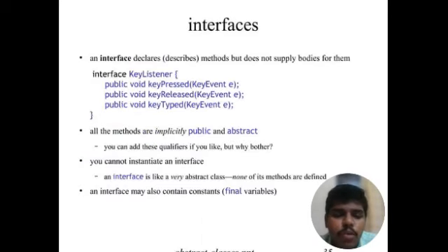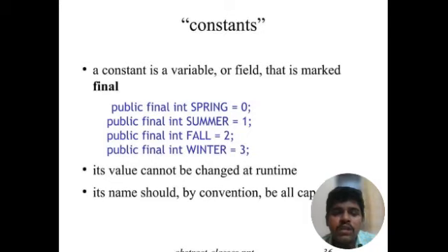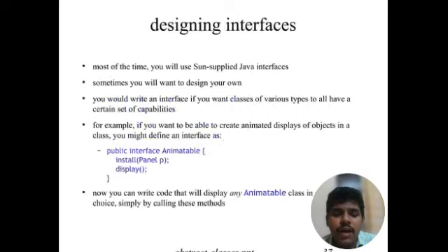Now we're going to see about interfaces. An interface declares methods but does not supply bodies for them. All the methods are implicitly public and abstract. You cannot instantiate an interface. An interface is a very abstract class; none of its methods are defined. A constant is a variable or field that is marked final: public final int spring, public final int summer, public final int fall, public final int winter. Its value cannot be changed at runtime.